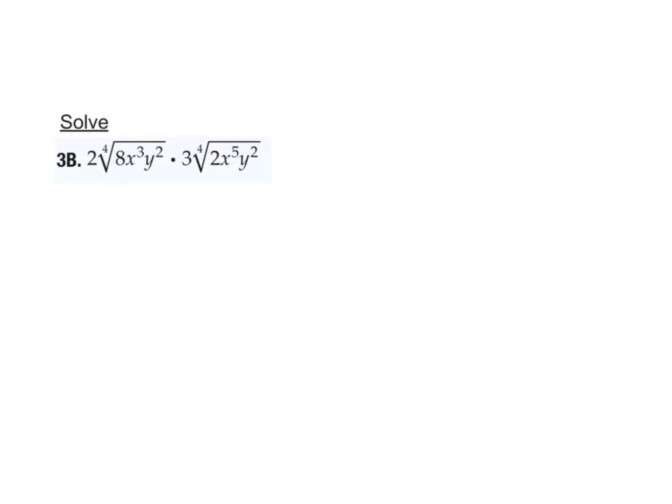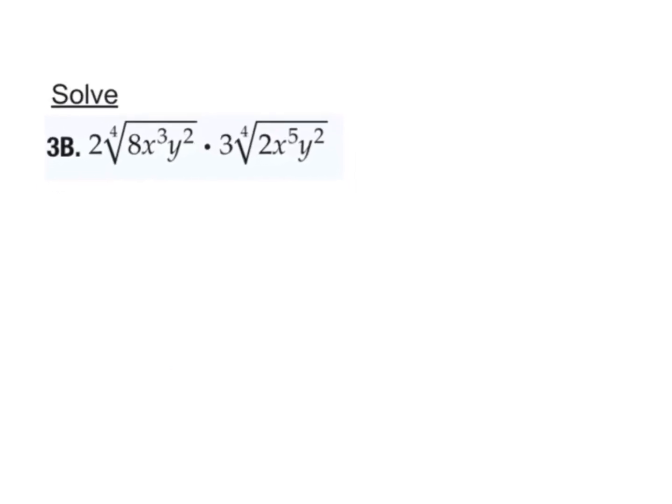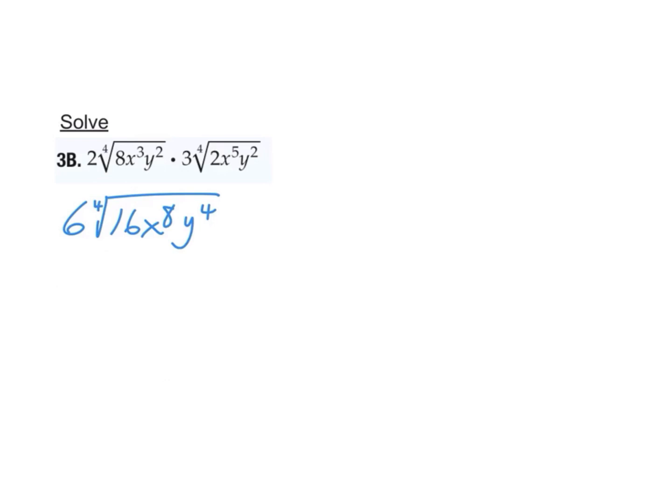Try this one. I'll make it bigger again. Notice we got an index that's 4. So, 4 starters. Okay, multiply stuff together. Insides together, outsides together. Okay?